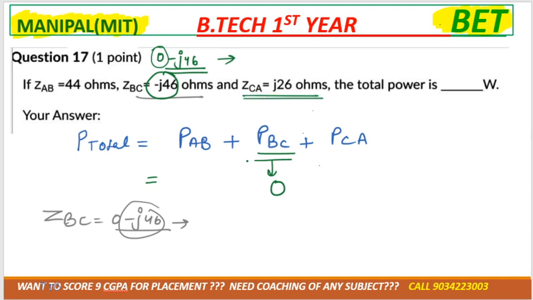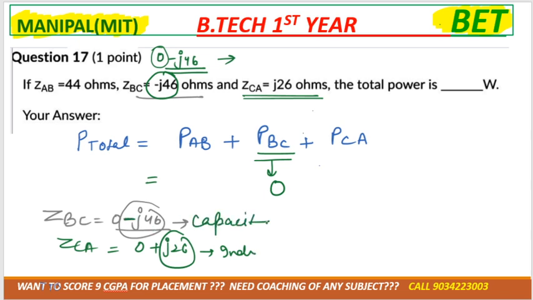Similarly, ZCA means 0 plus J26, meaning only an inductive load is there. In case of minus, it is a capacitive load, and in case of positive, an inductive load is there. So in this also there is no resistive load, so the active power is 0. But here there is a resistive load, so there would be some power by the formula I square AB multiplied by RAB, right?